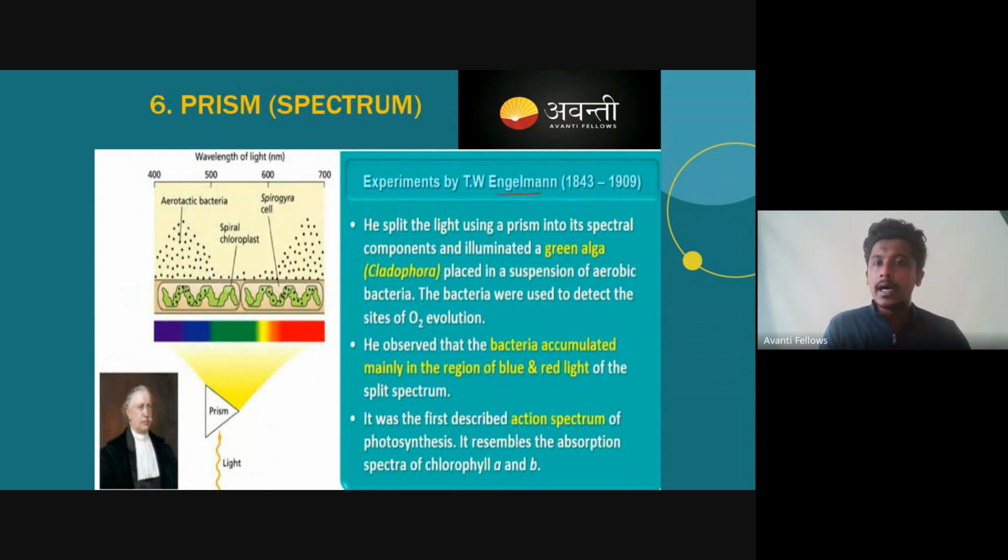Coming to Engelmann, he started splitting the light into spectral components. We know that when white light is passed through a prism, the light is split into different colors like blue light, red light, etc. Now he used green algae such as Cladophora. He placed it in a suspension of aerobic bacteria which use oxygen. Cladophora, when it photosynthesizes, releases oxygen, and the bacteria go and grow near where the oxygen is evolved.